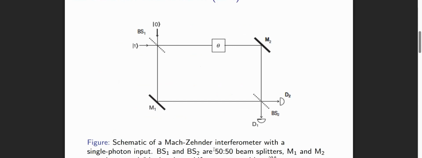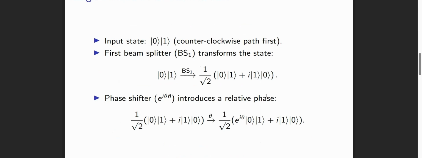Here, the beam splitter is a 50-50 beam splitter. That means 50% of the time it is going to transmit the wave and 50% of the time it is going to reflect the wave. And M1 and M2 are the two mirrors.